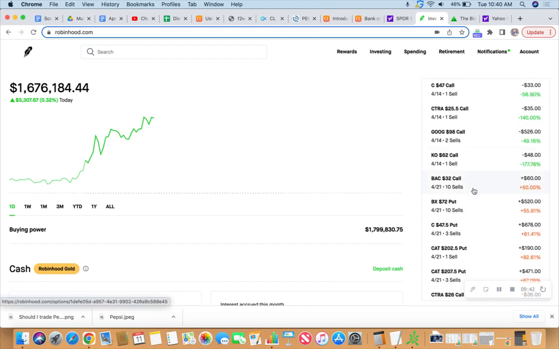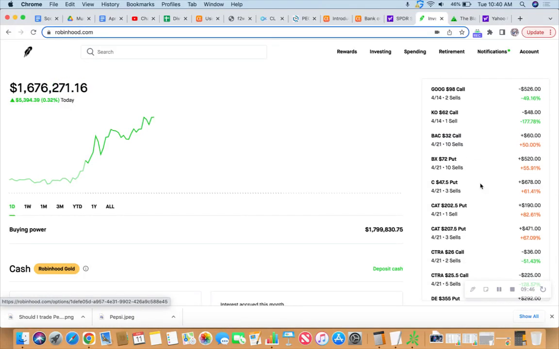We'll leave these Bank of America calls on the table, as they're only 50% in the profit. They should end up at 100% depending on tomorrow's inflation report, coupled with Bank of America's earnings.